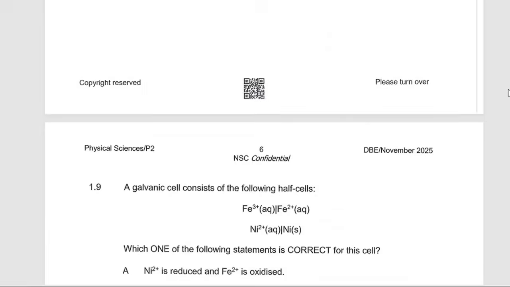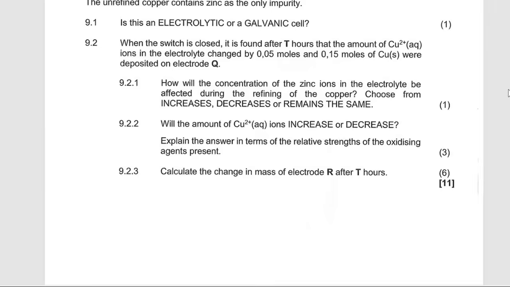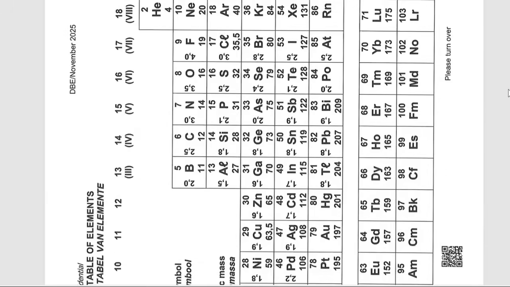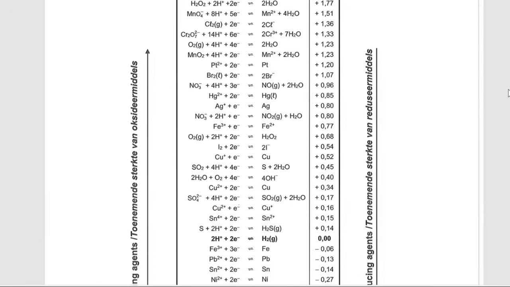Then moving on to question 1.9 says a galvanic cell consists of the following half cells, right? So we're given the first one and the second one. Then which one of the following statements is correct for this cell, right? So they're saying Ni is reduced like that. So for it to be easier, we need to go and consult our reduction potential tables, right? So let's look at Fe3 at the bottom there. So Fe3, and let's check there.